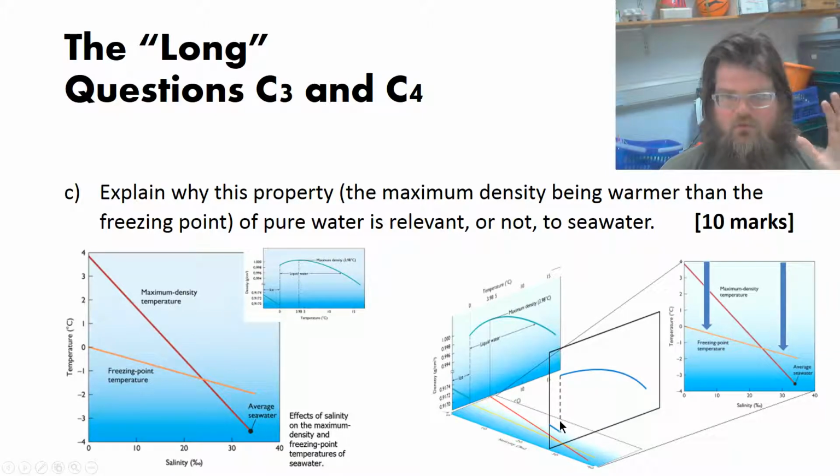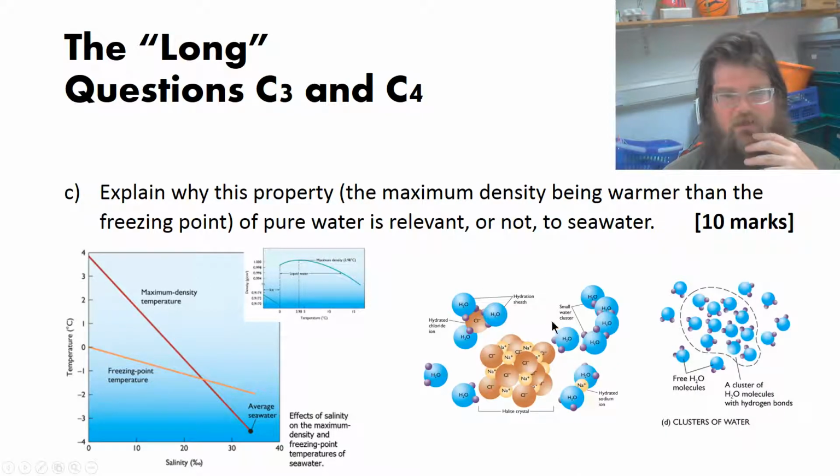So saying that seawater doesn't have a density maximum that is higher than its freezing point would be good. Explaining why is also part of the question. So you need to say what is actually happening to the structure of water as you add these salt ions to it to stop it reducing in density as it gets colder. And the thing that's happening is we're adding these salt ions, and water is grabbing onto those salt ions, forming these hydration shells.